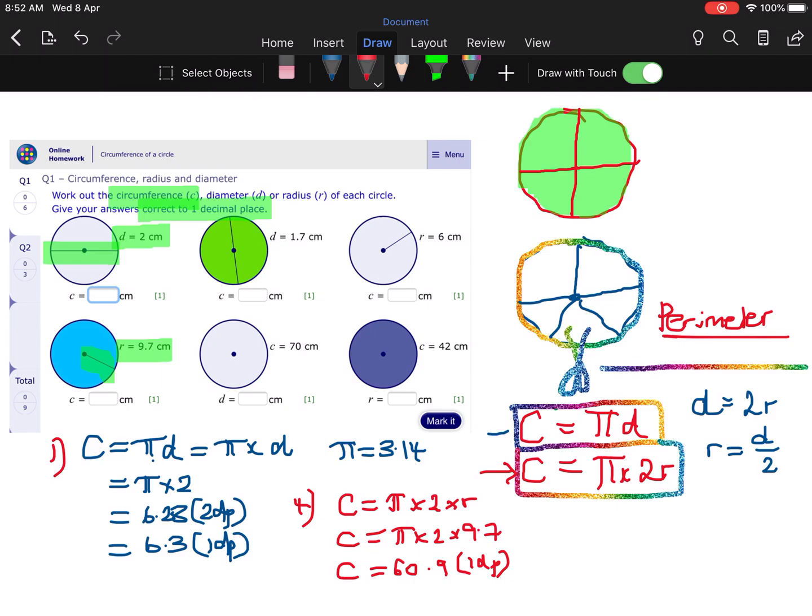Okay, boys and girls, I think finding the circumference is a lot easier than finding the area. It's a much simpler formula. You just have to notice whether you've got a diameter or a radius in your circle, and you have to use the appropriate formula.